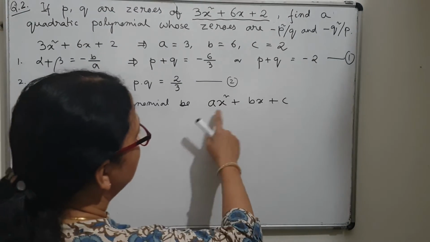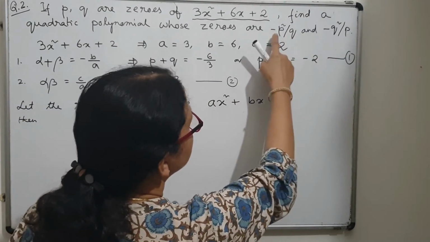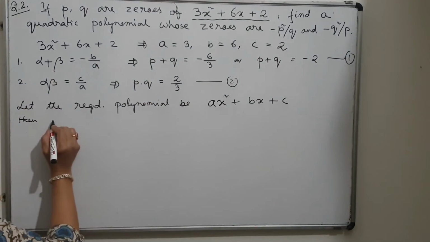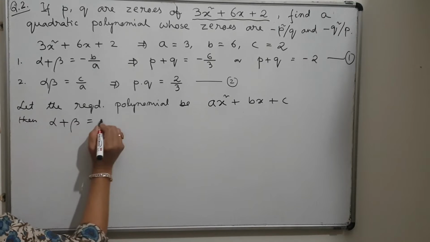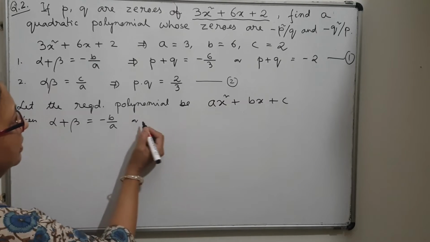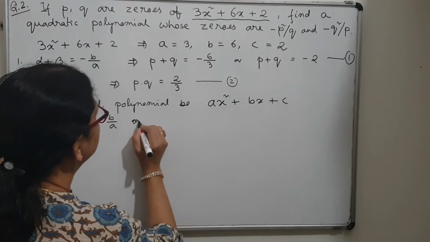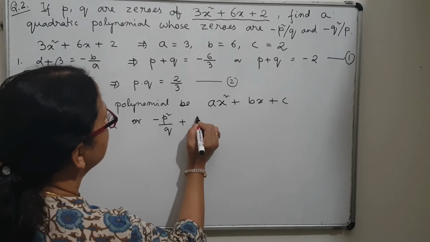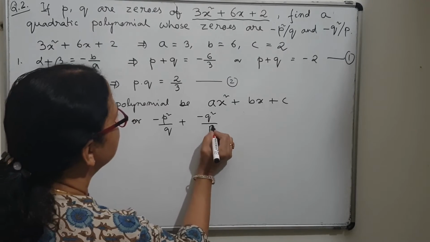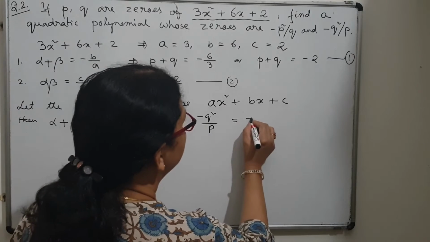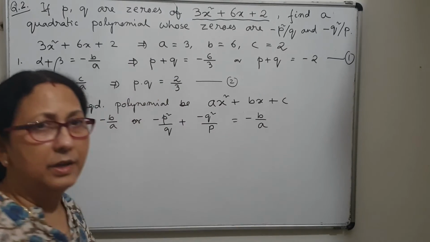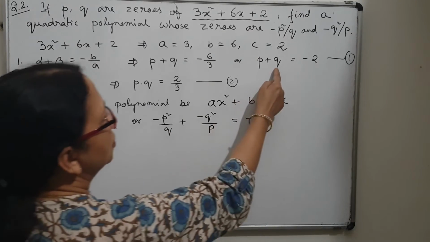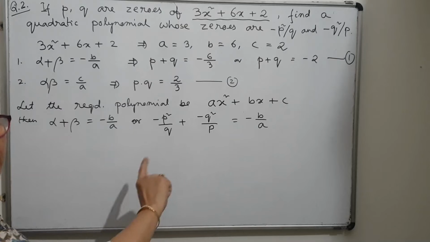Sum of the zeros is minus b upon a. So these are the zeros. This is alpha, this is beta for this polynomial. So now let me write that alpha plus beta is minus b by a, where alpha is minus p square upon q plus minus q square upon p. This is alpha plus beta, which is minus b upon a. Now we will simplify this, and using these two equations, I will get some relation.